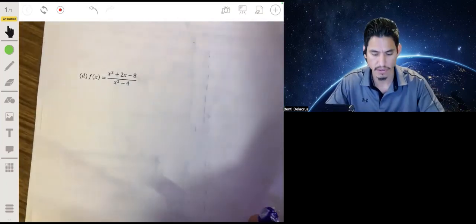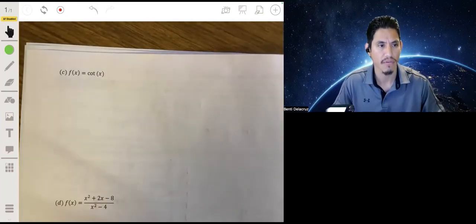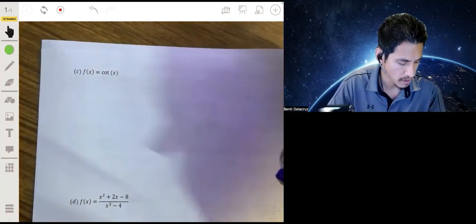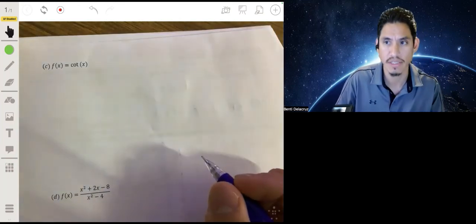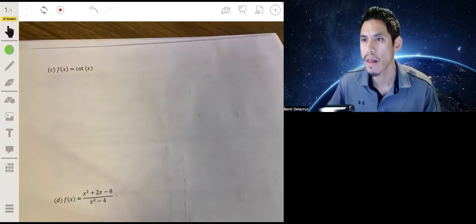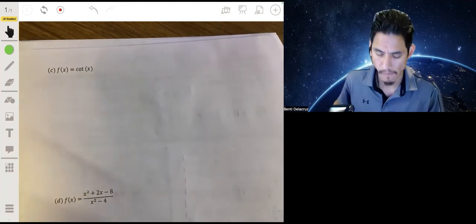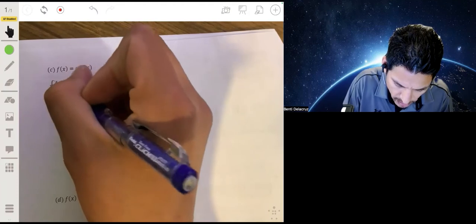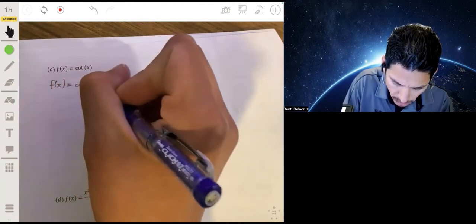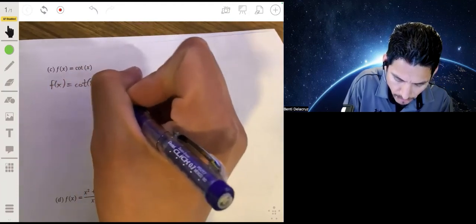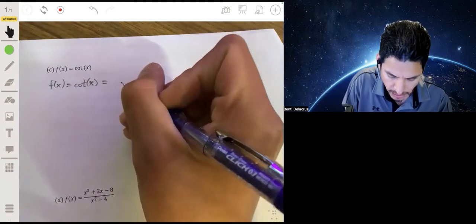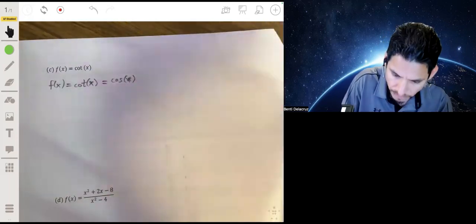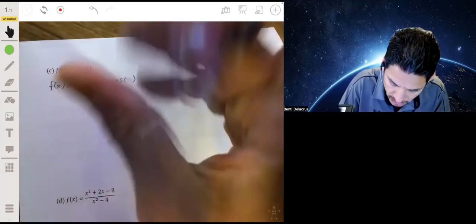Let's look at the trig function, f of x equals the cotangent of x. Let's remember what cotangent of x even is. We know the cotangent of x is the reciprocal of the tangent of x, which is equal to the cosine of x divided by the sine of x.